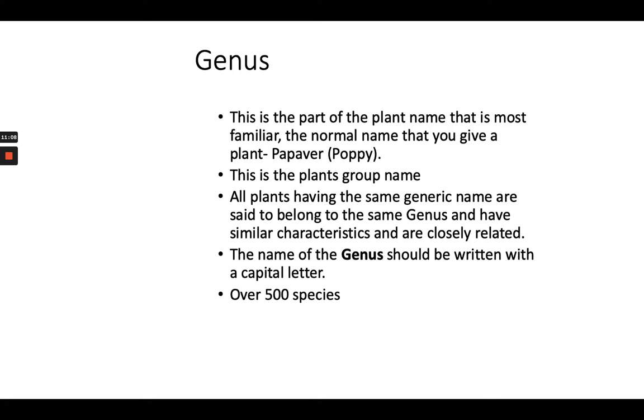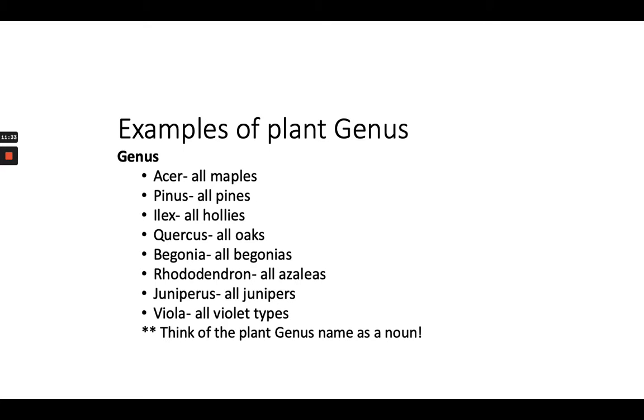Next, we have the genus. This is the part of the plant name that is most familiar, the normal name you give to a plant. Papaver would be poppy. This is the plant's group name. All plants with the same generic name are said to belong to the same genus and have closely related, similar characteristics. The genus name should be written with a capital letter, and there are about 500 species once you get to this point. So, examples of plant genera.